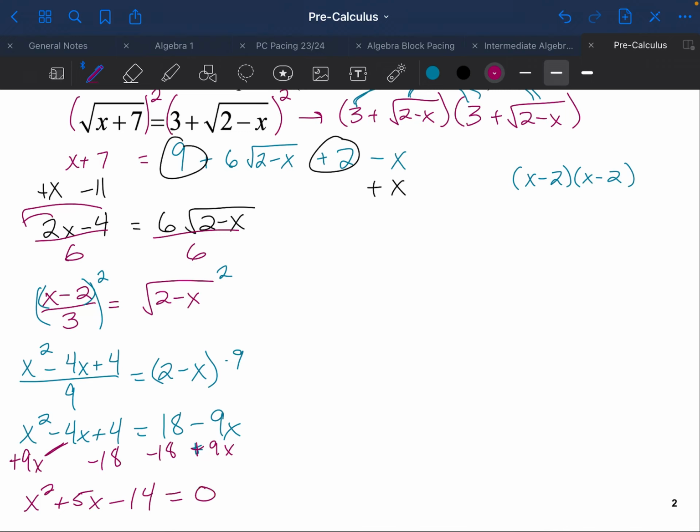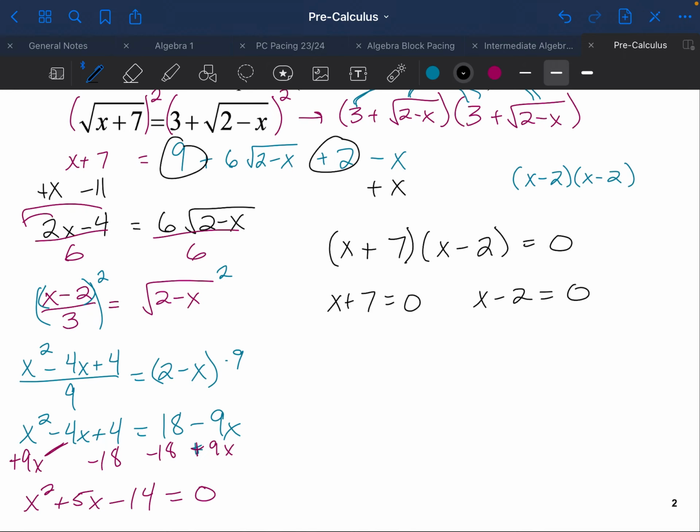Woo! All right, we've got to factor this and solve. Looking at x squared plus 5x minus 14, we think about what multiplies to get us negative 14 and adds to get us 5. That's going to be 7 and negative 2. We got it factored. Now we can split it up: x plus 7 equals 0, and x minus 2 equals 0. And we got it. x equals negative 7, and x equals 2. Whew!